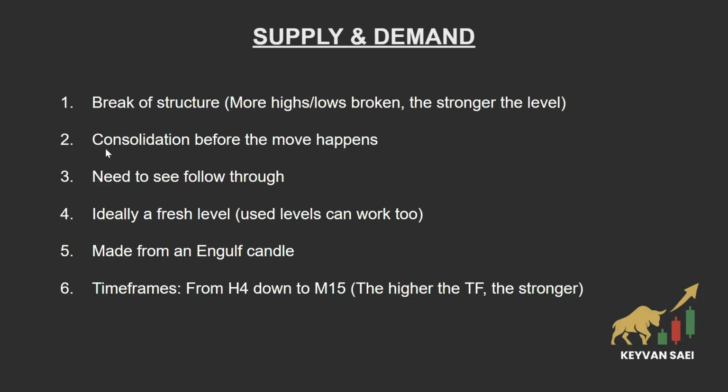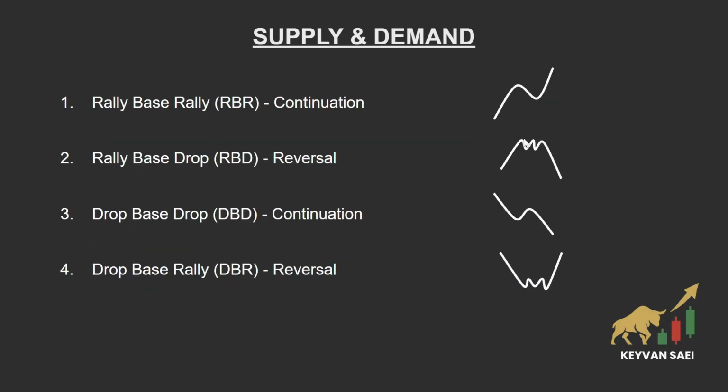We need to see on the lower time frame a lot of consolidation before the move happens. So this is basically going back to the base. In the base, we need to see a lot of consolidation before the actual drop happens. And in the case of a demand, in this base right here, we need to see on the lower time frame, such as the M1, the M2, or the M5, a lot of consolidation before the actual move happens, which is very, very important. We cannot just see a spike down and spike up.